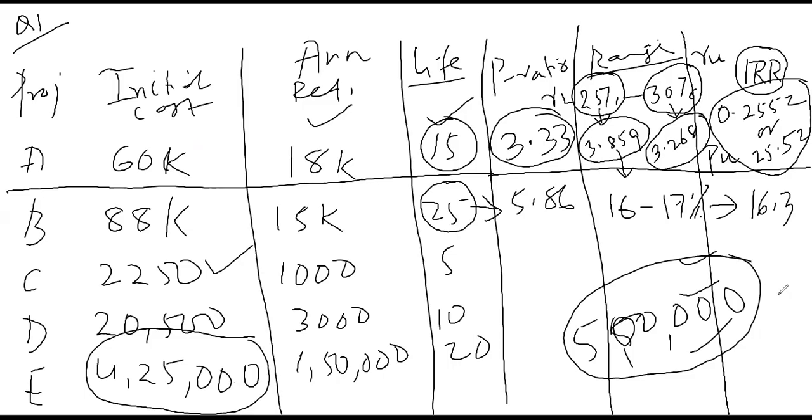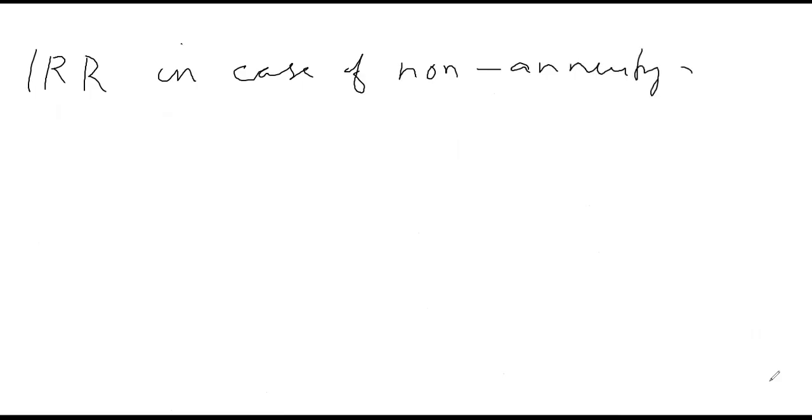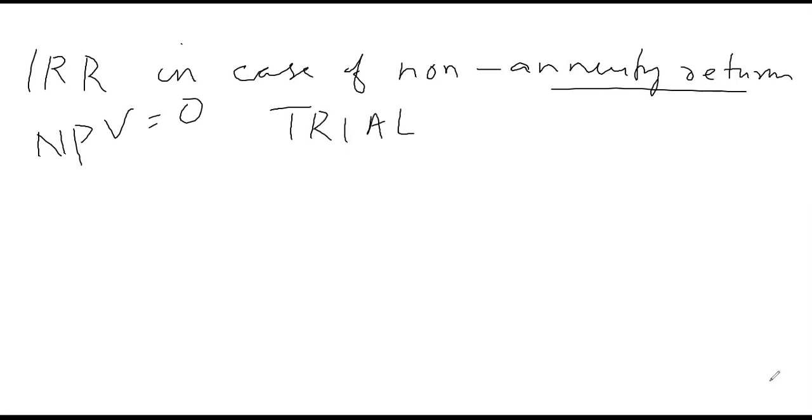But in case of annuity returns, if the return varies over the years, how do we calculate the IRR? Let us move on to IRR in case of non-annuity or non-uniform returns. You know that IRR is the rate of discount where NPV becomes zero. So IRR is that percentage which will make your present return equal to present cost, and that's why your NPV is zero. We'll use this concept to find our IRR by the trial and error approach.